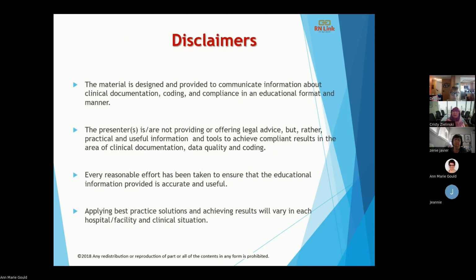Disclaimers. The materials are designed and provided to communicate information about clinical documentation, coding, and compliance, of course, in an educational format and manner. The presenters are not providing or offering legal advice, but rather practical and useful information and tools to achieve compliant results in the area of clinical documentation, data quality, and coding. Every reasonable effort has been taken to ensure that the educational information provided is accurate and useful, and applying best practice solutions and achieving results will vary based on your hospital and facility and your clinical situation.